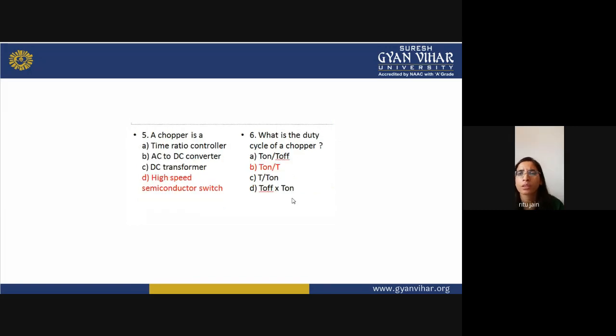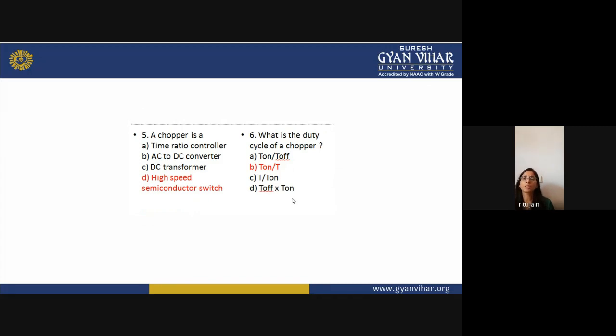Now the next question is here. A chopper is a time ratio controller, B option is your AC to DC converter, C is your DC transformer, D is your high speed semiconductor switch. So actually a chopper is a switch which can be operated at high speed. So this is called your high speed semiconductor switch.